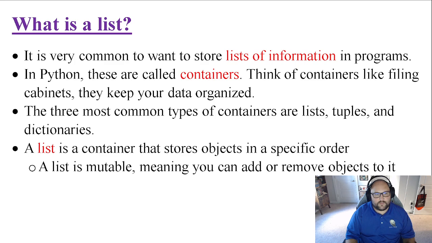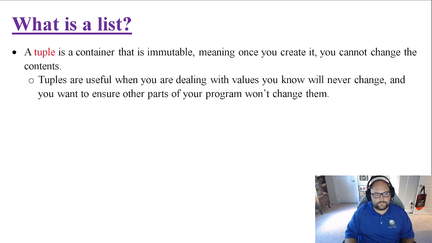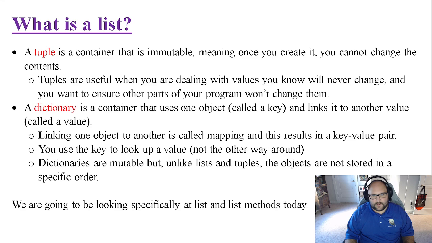All right. A list is a container that stores objects in a specific order. A list is mutable, meaning you can add or remove objects. So you can edit a list. You can add stuff to it or remove stuff from it. All right. A tuple is a container that is immutable. This means once you create it, you cannot change its contents. So if you want to create something that holds data that is unchangeable, you would use a tuple. So stuff that's never going to change. We'll look at some examples in a minute.